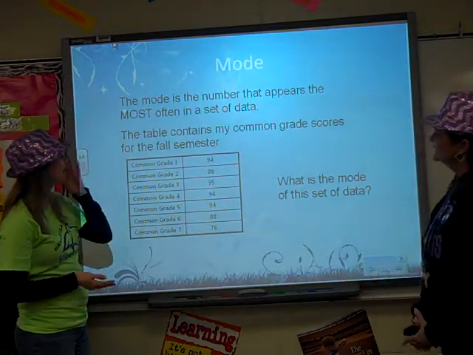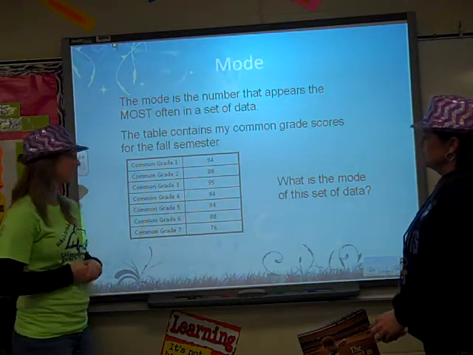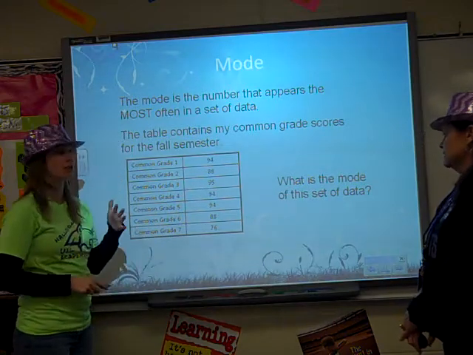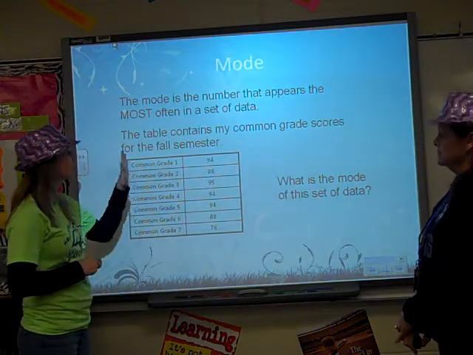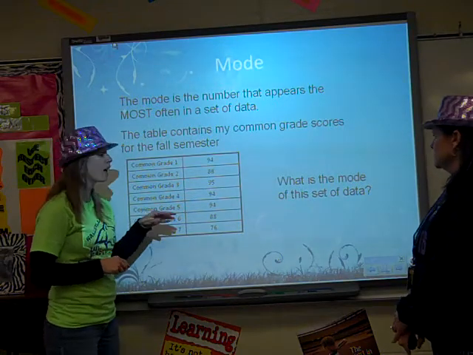And the first one we're going to talk about is mode. The mode is the number that appears the most often in a set of data. Not the highest number, but the number that you can actually find the most times. This table contains my common grade scores for the fall semesters. What is the mode of this set of data?